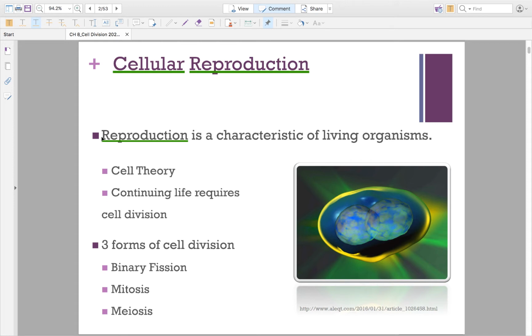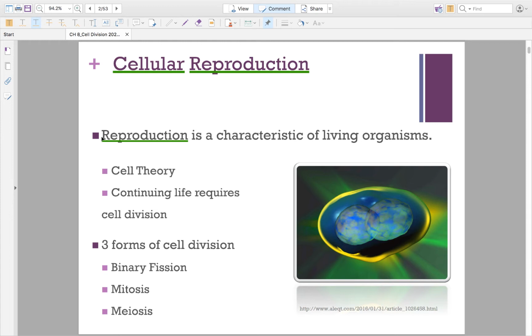And that brings in the cell theory and also some other aspects that are necessary for life, to continue life, to maintain a physical body. If you remember, the cell theory says all living organisms are made of cells, at least one cell, and all cells come from pre-existing cells.